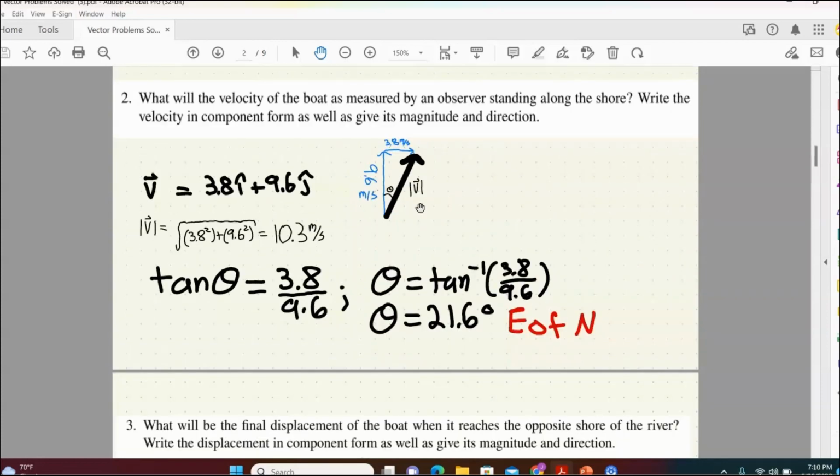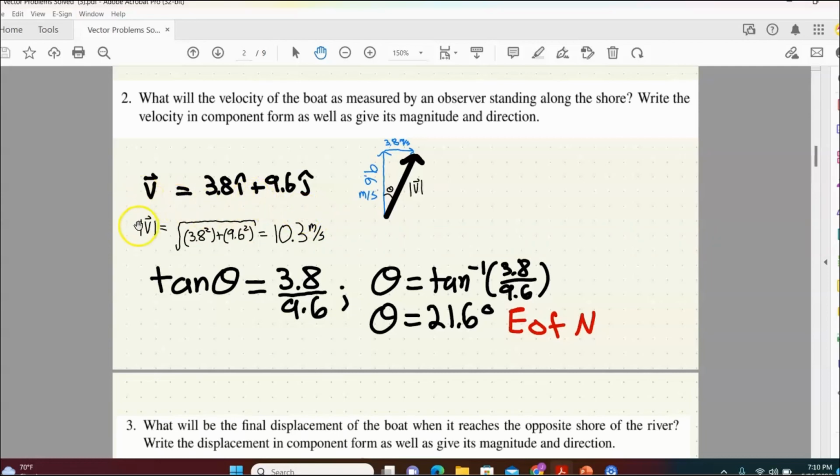Question 2. What will be the velocity of the boat as measured by an observer standing along the shore? Write the velocity in component form as well as give the magnitude and direction. In part 1, we already wrote the velocity in component form, and this is the velocity of the boat as measured by an observer on the shore. Now we want to convert it from component form to angle magnitude form.